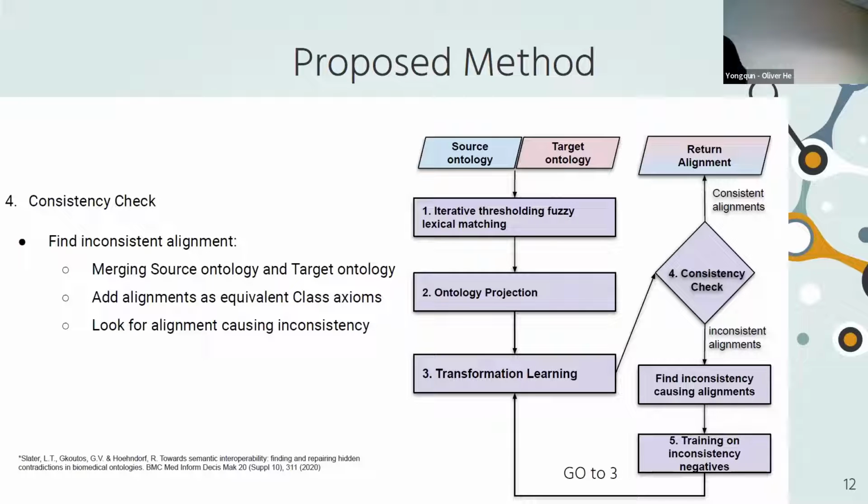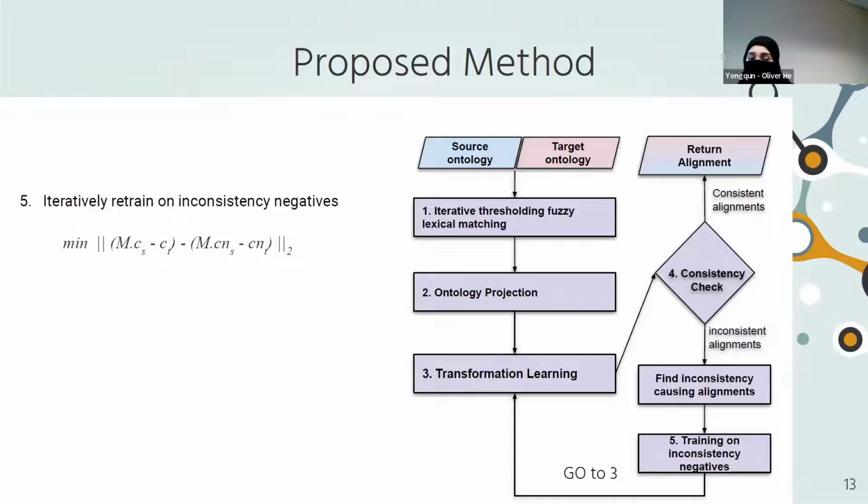After we find them, we remove them from the alignment and we add them as true negatives. And then in the next step, we retrain the transformation learning with this additional loss. Basically, instead of only looking at the positive alignments that we have, we also add a loss for the negative alignments that we found that cause these inconsistencies. Or if the ontology is consistent, then we return the alignments that we have found.